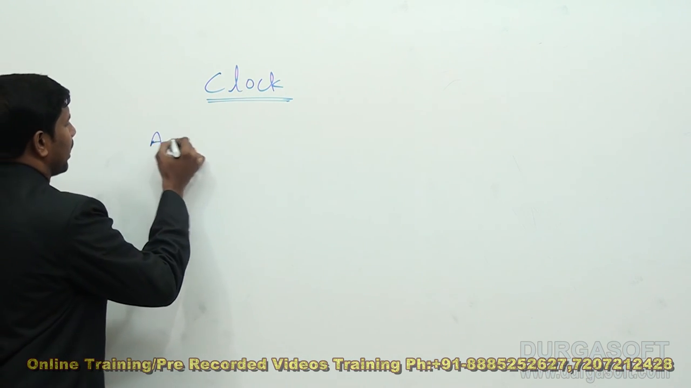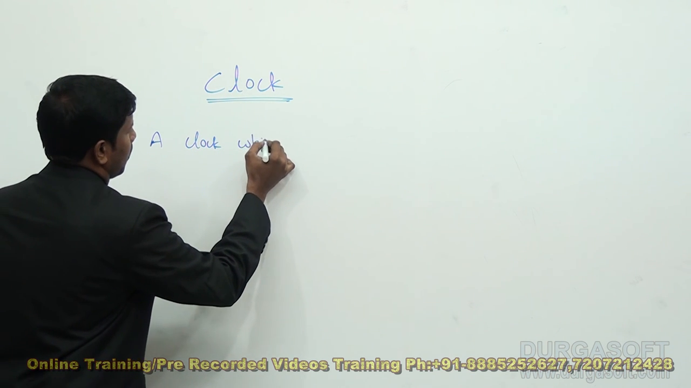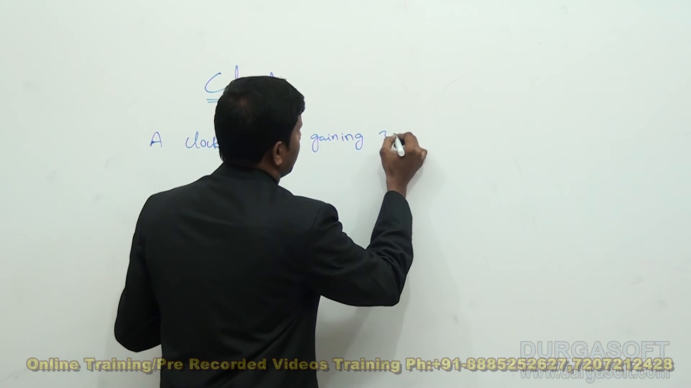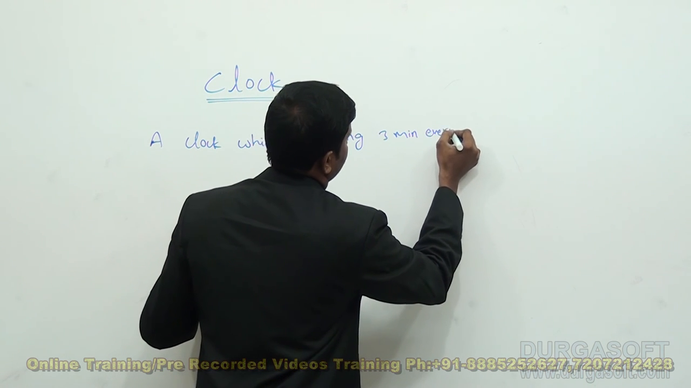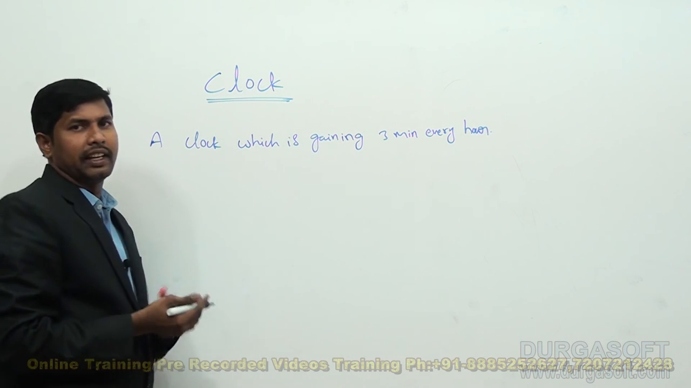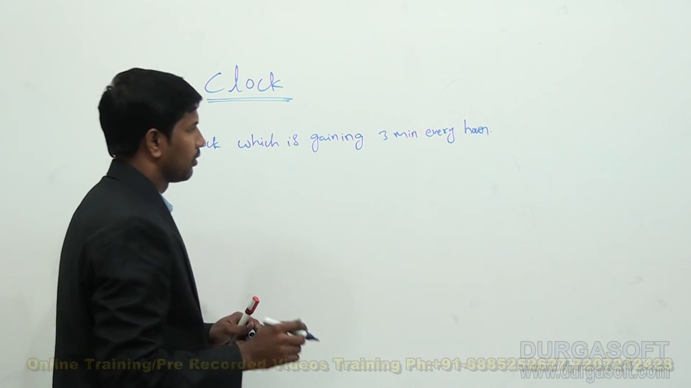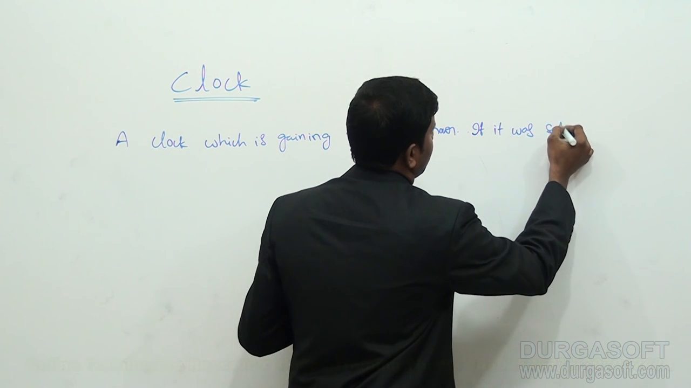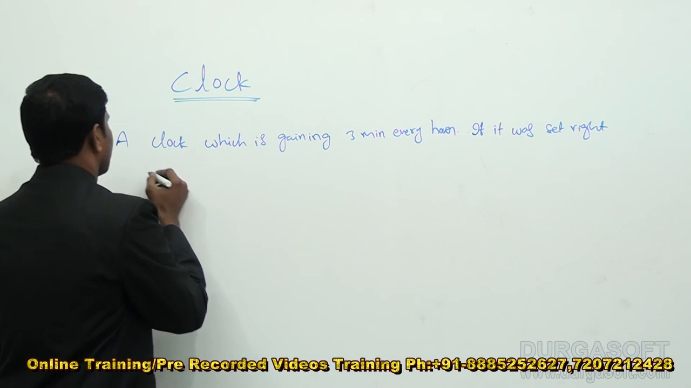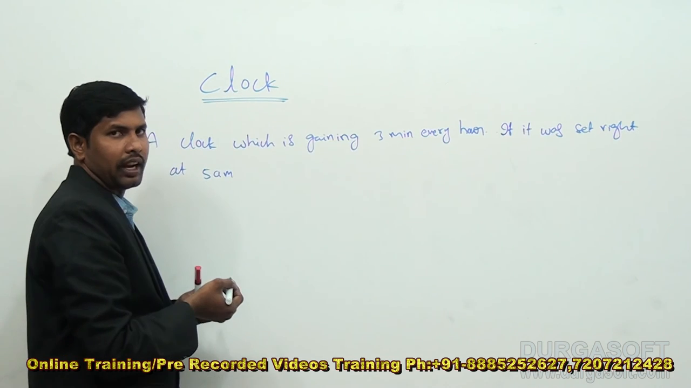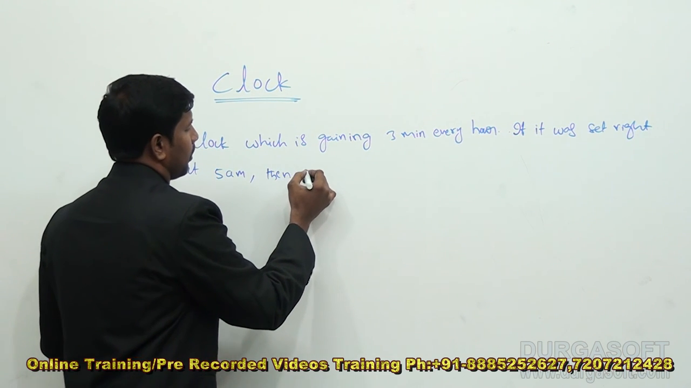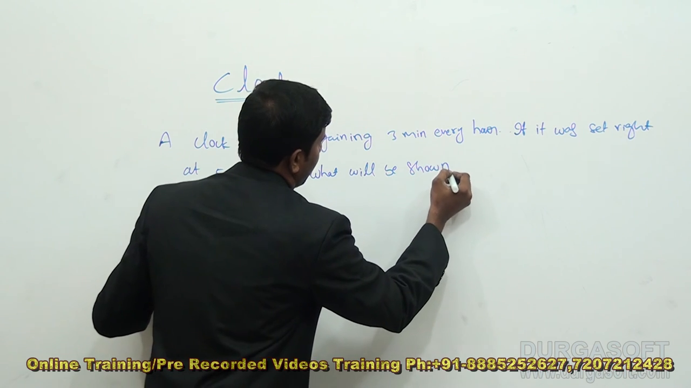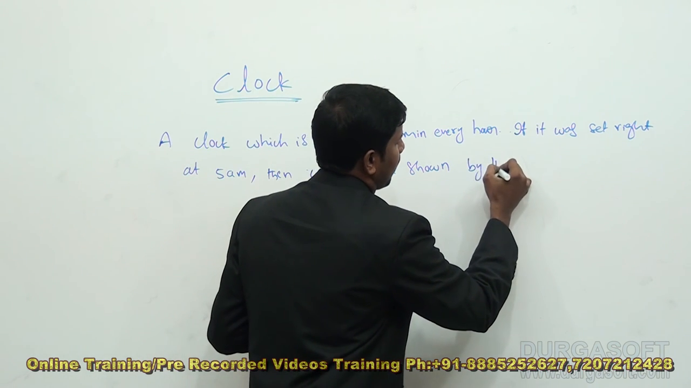The question will be, a clock which is gaining 3 minutes every hour. If it was set right at 5 a.m., then what time will be shown by this clock?